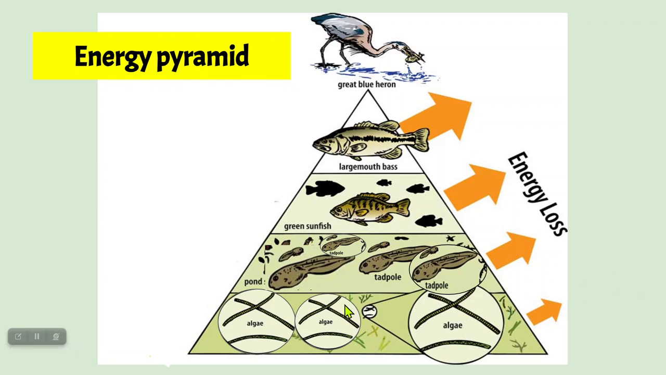The most energy that is available is in this producer level, and we lose 90% each time, right? So we only send 10% up every time we go up a level. When we lose 90% of the energy, we say we're losing it as heat most of the time. All right.